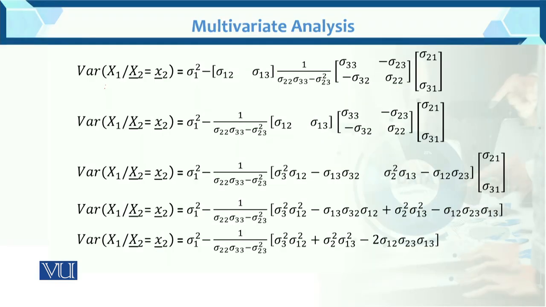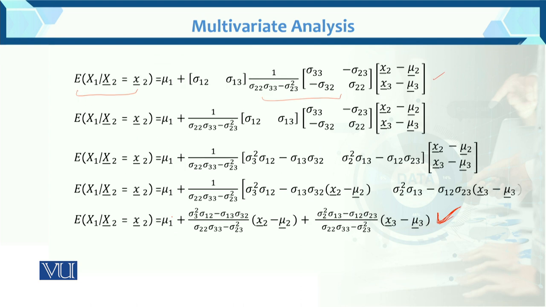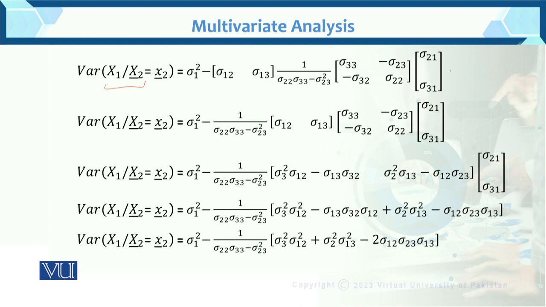Now then find the variance. Variance of x1 given x2. And in x2 what do we further have? x2, x3. So find the variance of x1 given x2. Now here is the formula of the variance of x1 given x2. In it we add the further values. Put in all the values, then after simplification, the final result of the variance of x1 given x2 is equal to this. This is the variance of x1 given x2. After simplification, you will get this result.